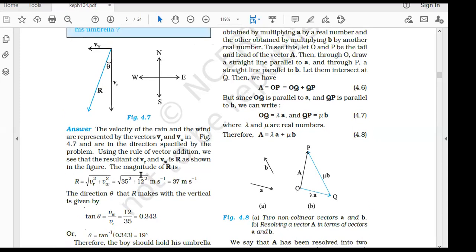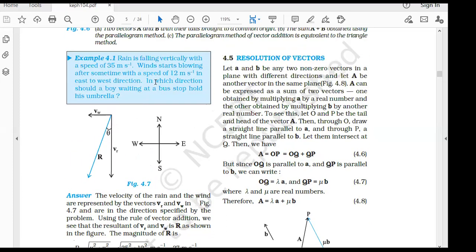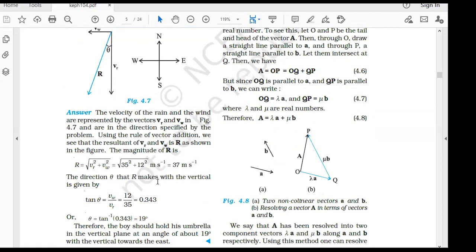Oh, they actually calculated the resultant using Pythagoras theorem. But did they ask for it? In which direction should a ball...? Okay, they didn't ask for the magnitude, but still they calculated it.